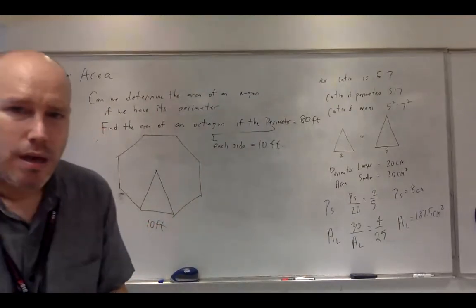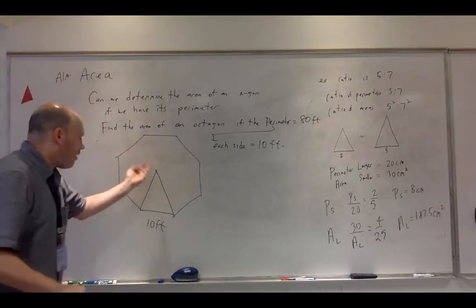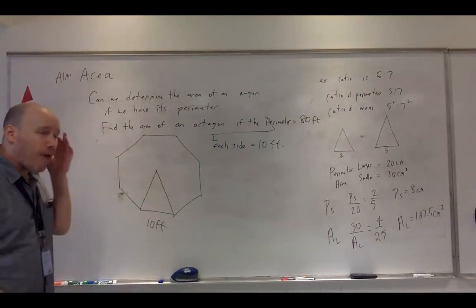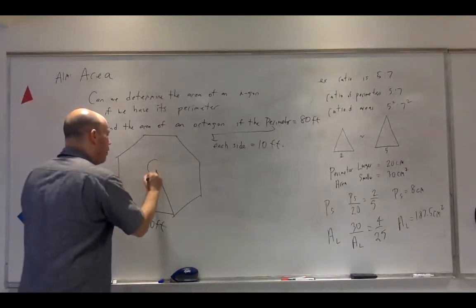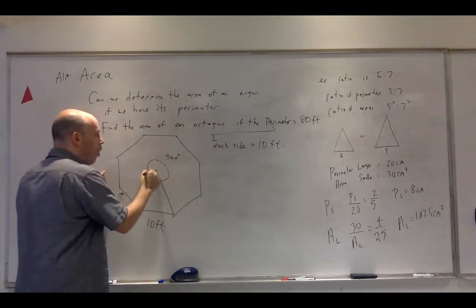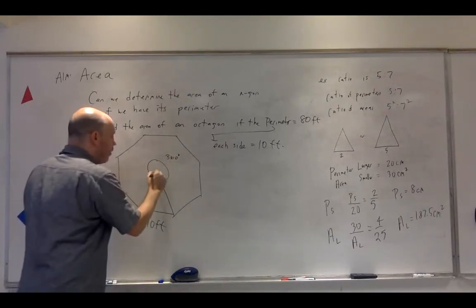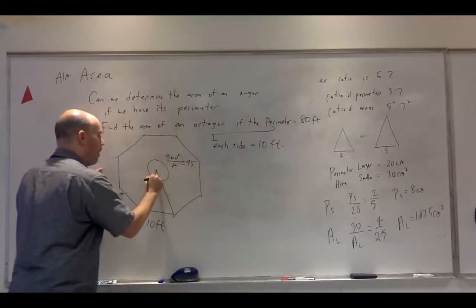So you say, Mr. Adler, how do I, that's great. I have this one triangle, I know there's going to be 8 of them, but I don't have the apothem. Well, you can figure something else out though, because this circle here is 360 degrees. And since they're all equal, this angle here, 360 divided by 8, is 45.